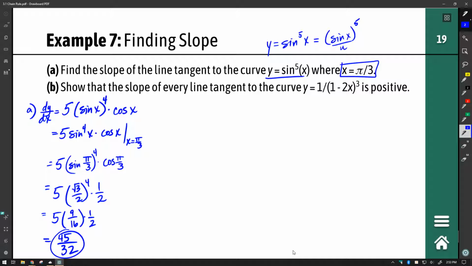Now for part B, show that the slope of every line tangent to the curve y equals 1 over 1 minus 2x quantity cubed is positive.